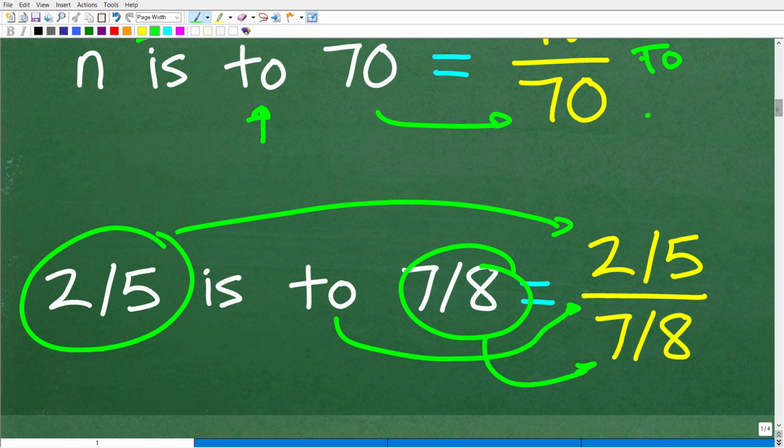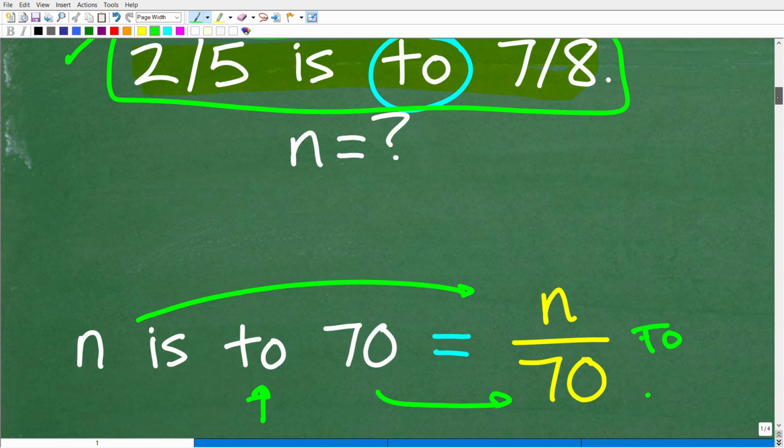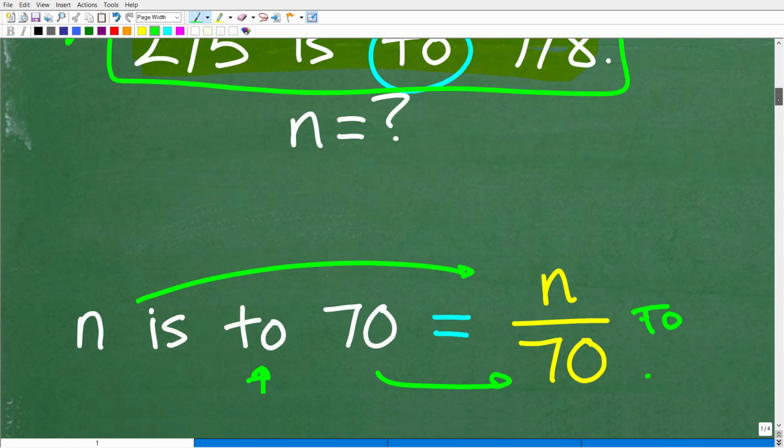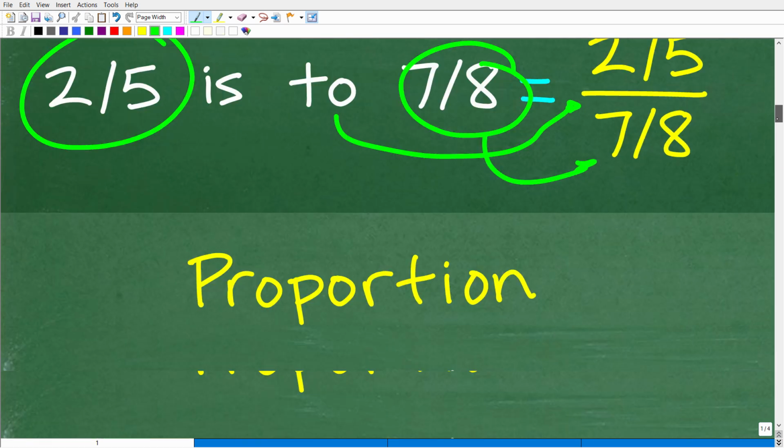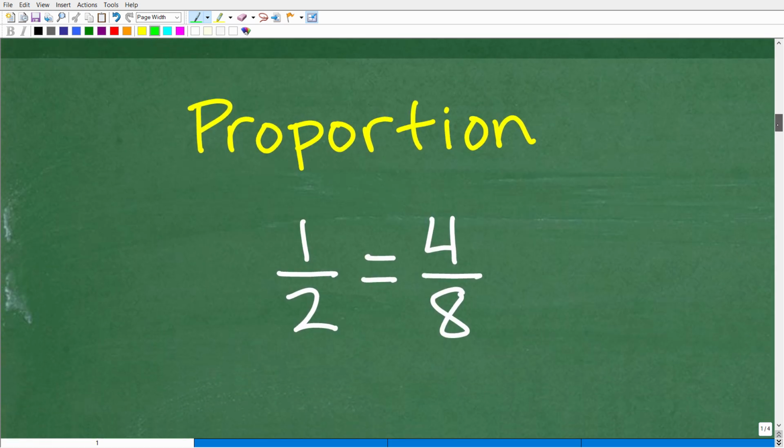All right, now if that makes sense to you, you're like, okay, Mr. YouTube Math Man, I understand that. Well, how do we solve for n? Well, that's where we need to understand the concept of a proportion.